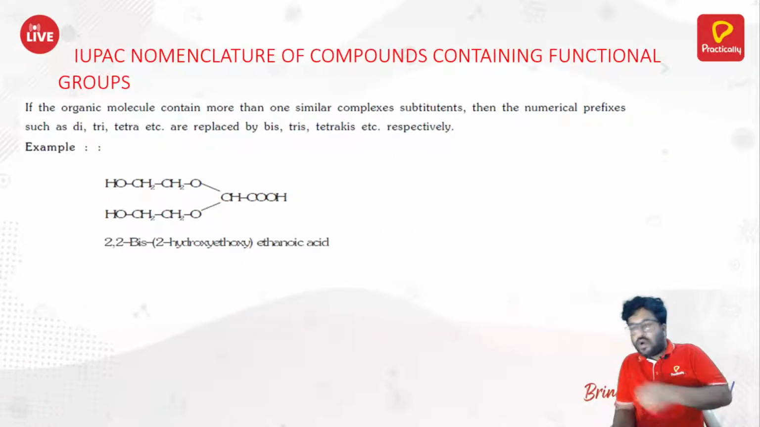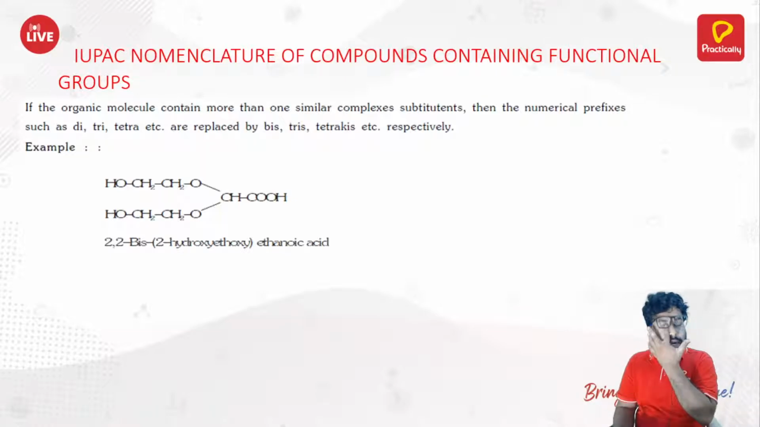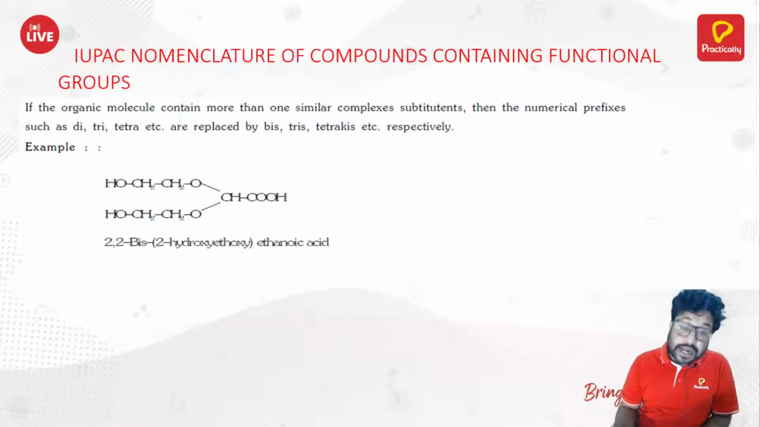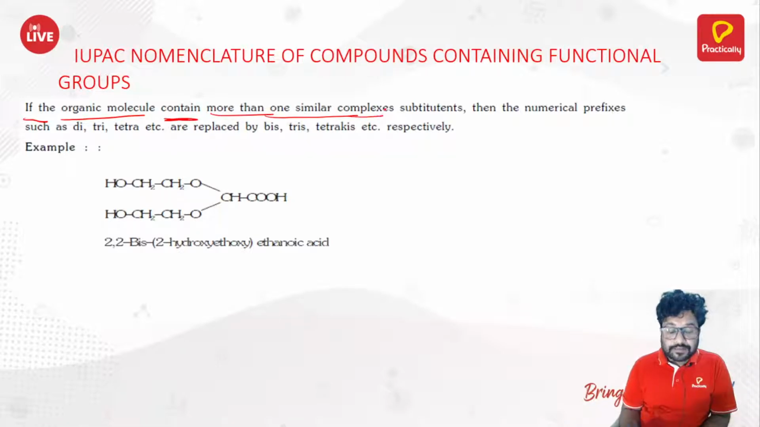Now, see, there are so many rules here, okay? So many rules. That is why I need to give you each and every example as far as possible. If the organic molecule contains more than one similar complex substituent, then the numerical prefixes such as di, tri, tetra are replaced: di is replaced by bis, tri is replaced by tris, and tetra is replaced by tetrakis.